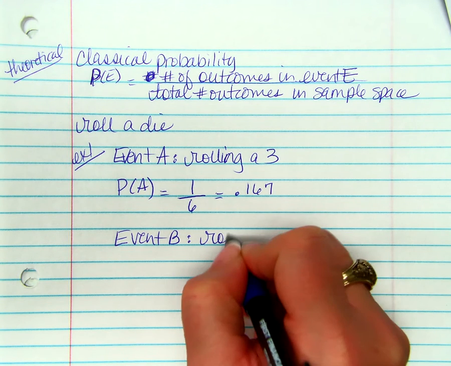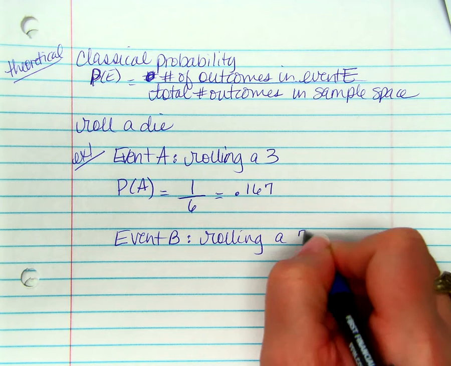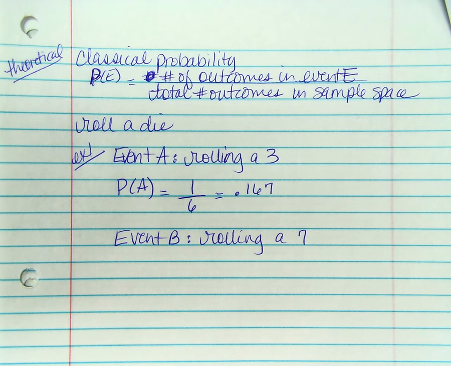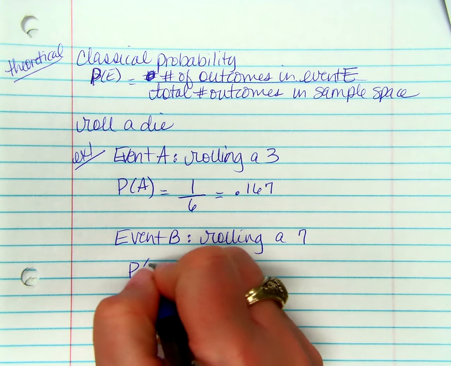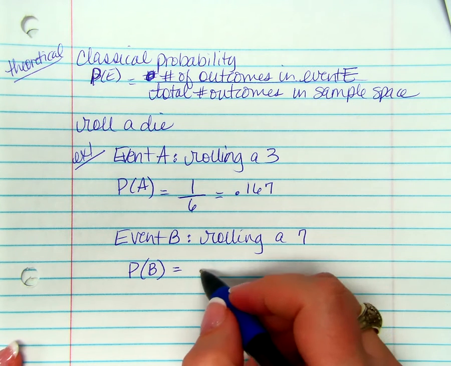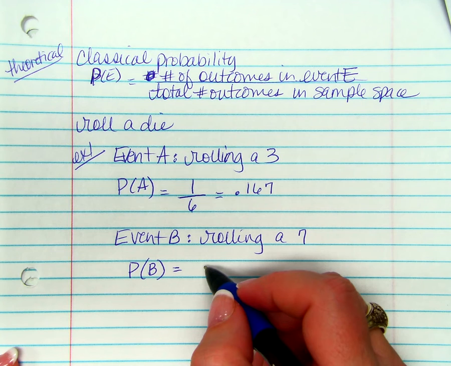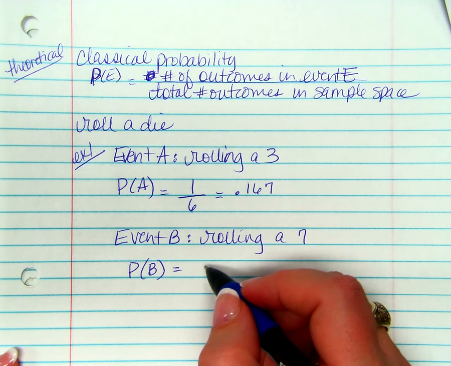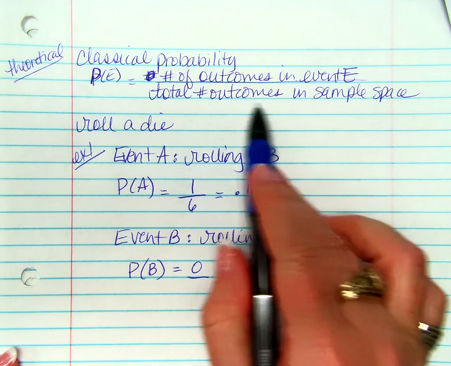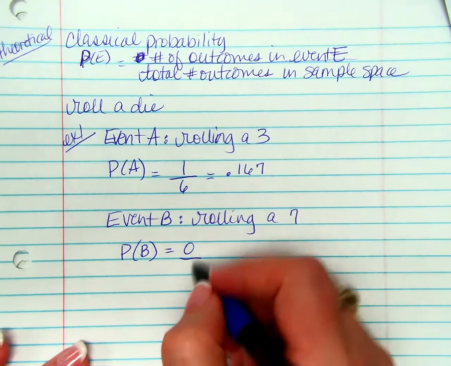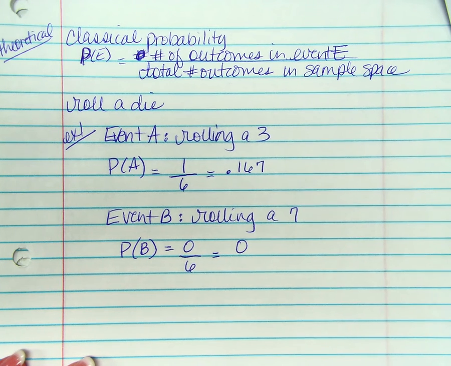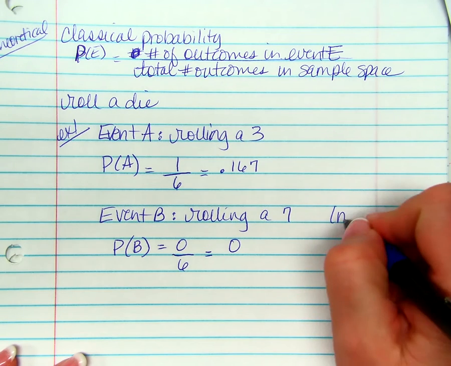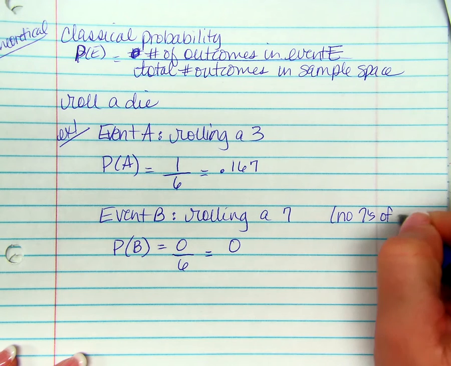Okay, example number 2, event B. Event B is going to be rolling a 7. So the probability of event B: how many ways can you roll a die and get a 7? It's a normal die, yeah. 0. And how many possible outcomes are there in the sample space? 6. So the probability is 0. Why is the probability 0? There's no 7s on a die, right?